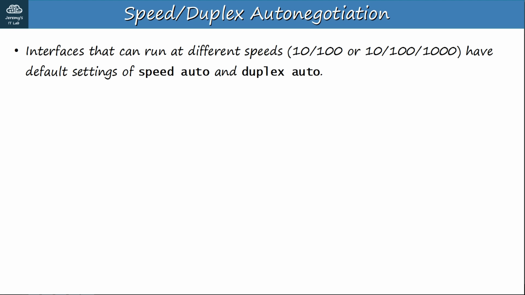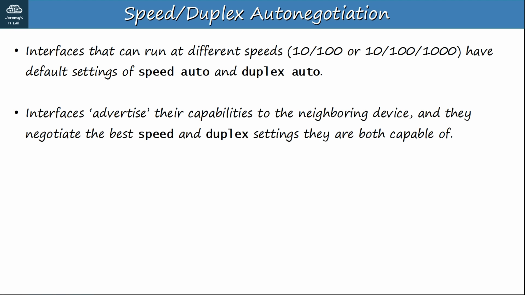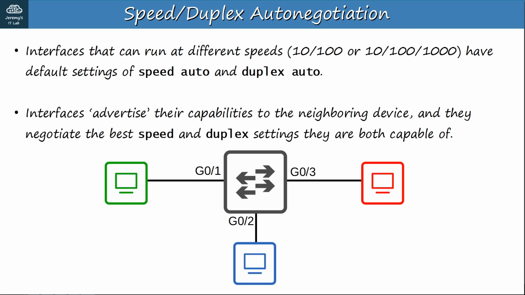Okay, now that you know what duplex is, let's talk about speed and duplex auto-negotiation on interfaces. And this applies to both routers and switches, by the way. Interfaces that can run at different speeds, for example 10/100 or 10/100/1000, have default settings of speed auto and duplex auto. Interfaces advertise their capabilities to their neighbors, and they negotiate the best speed and duplex settings they are both capable of. So let's look at an example.